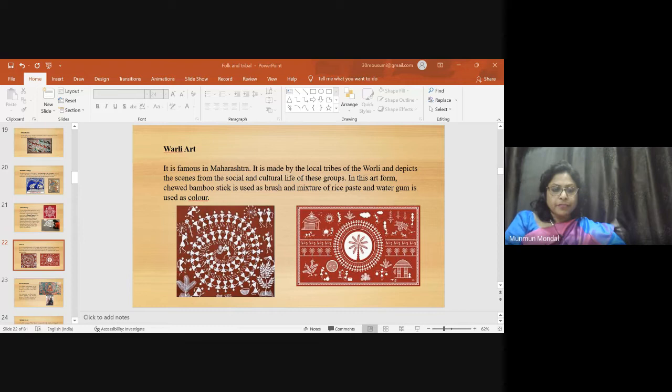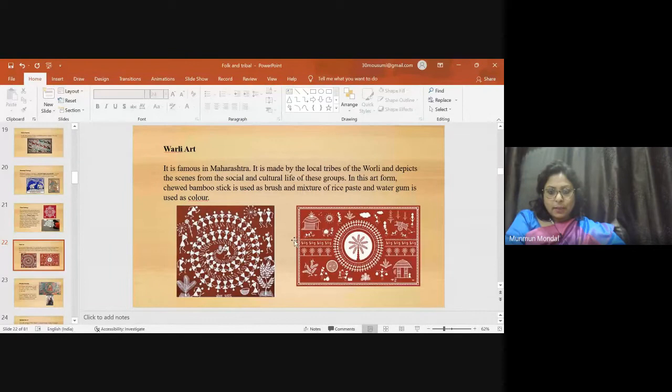This is also a tribal art, and it depicts the social and cultural life of the groups of people. Here in Warli art, one thing is very important. No specific gods or goddesses are there. It is mostly the social and cultural landscape and life of the people. Most of the time we can see this in a popular way. See, a brush and a mixture of rice paste in water is used. Mostly the depiction is of social scenes.